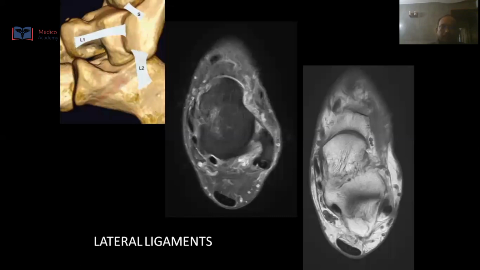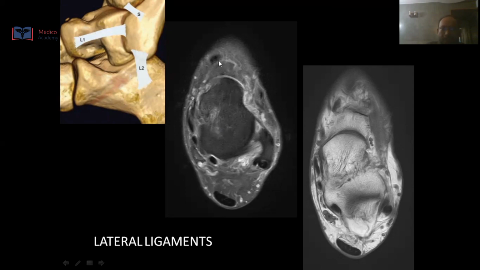Coming to the ligaments, lateral, medial, and the posterior ligaments. Coming to the lateral ligaments, this is the anatomical diagram showing the bones. This is the tibia, this is the calcaneum, this is the talus. The ligaments which give the lateral stability are the anterior talofibular ligament, and then there is the tibiofibular ligament and the calcaneofibular ligament.